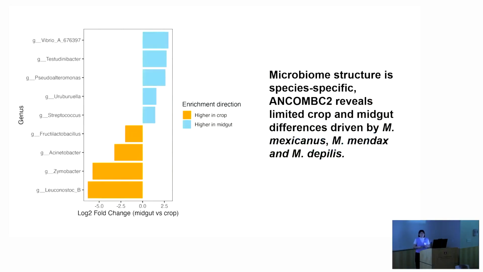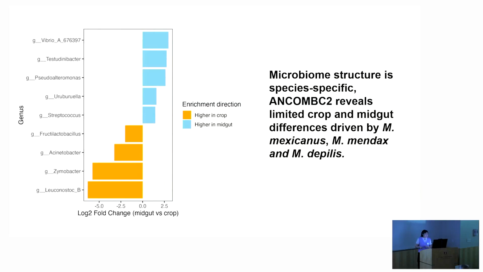And then, as I mentioned earlier, there are some species where the crop and midgut do seem to differ from one another in terms of microbiome structure. So I was curious to see which bacterial taxa were really driving the difference between these two organs. To do that, I used ANCOM-BC to see which genus was enriching which organ.